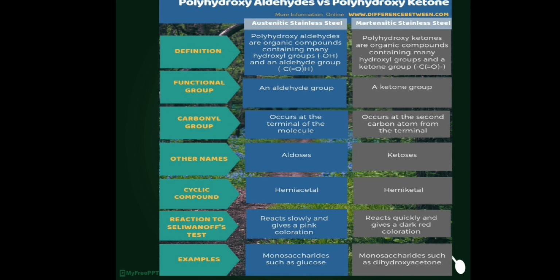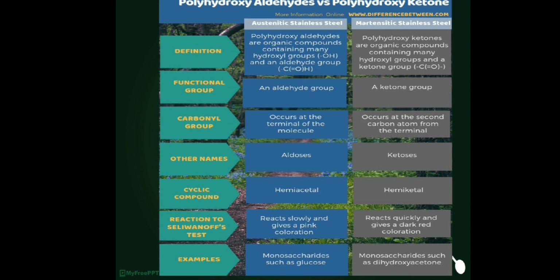For the reaction to Seliwanoff's test, it is a reagent for testing carbohydrates. Polyhydroxy aldehydes react slowly and give a pink coloration, while polyhydroxy ketones react quickly and give a dark red coloration. So always remember that Seliwanoff's test is one of the tests you can use as a reagent if you want to test whether a certain compound is a carbohydrate. The difference in coloration is that polyhydroxy aldehyde gives a pink color, while polyhydroxy ketone gives a dark red color.